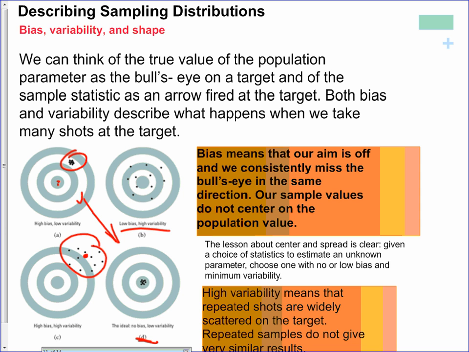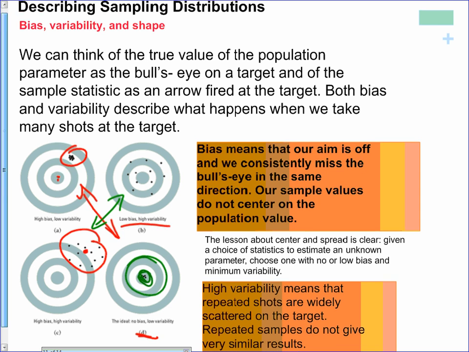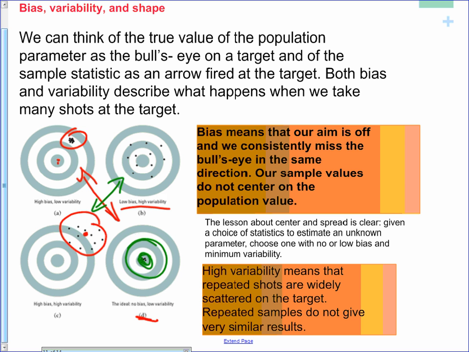But these two have low variability. These two have high variability. And so what we really want is for it to be unbiased with low variability, so all our shots end up in the bullseye. Bias means that our aim is off and we consistently miss the bullseye. A lot of times bias will be built into your experiment. This is why chapter 4 of the textbook was so important, is that we set things up so that they are unbiased. And then sample size is important, because the larger the sample size, the lower the variability, and the more likely we are to nail our target.